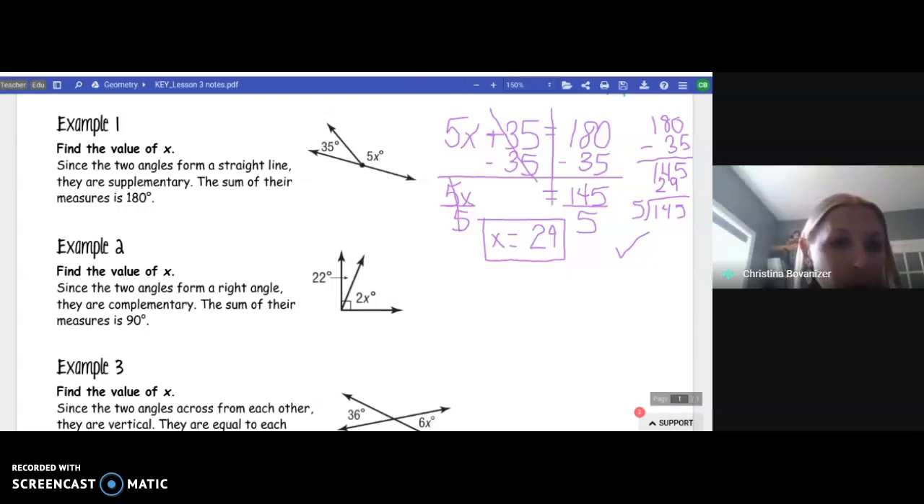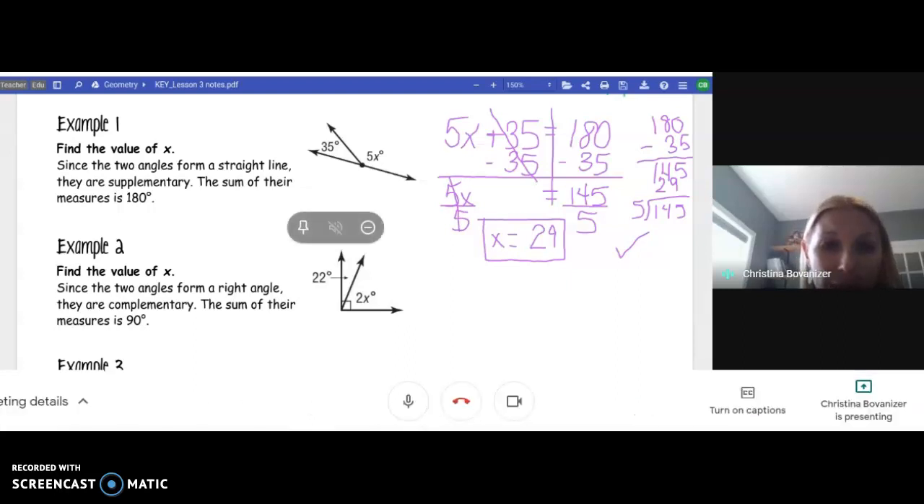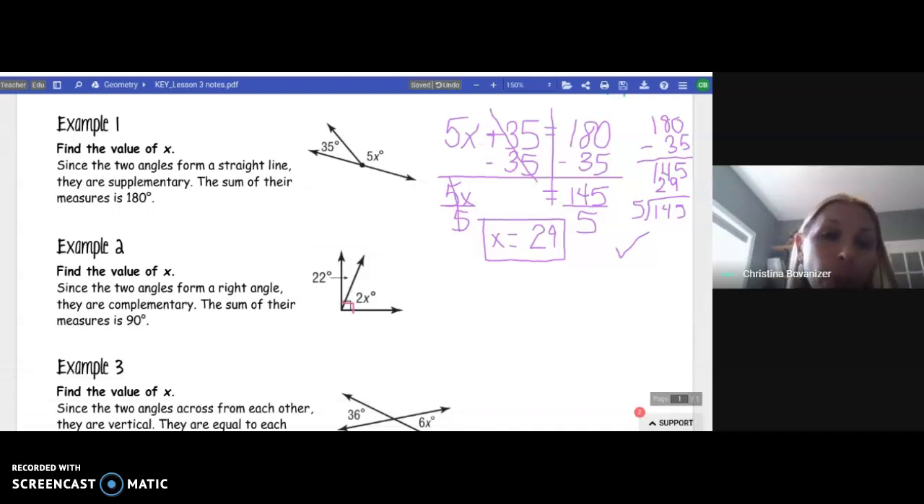In example 2, we also need to find the value of x, but notice this picture looks a little bit different. It says since the two angles form a right angle, remember we see that box in the corner, we know that they are complementary. Remember that complementary angles add up to 90 degrees. So we are going to set up an equation similar to what we did before to find x.